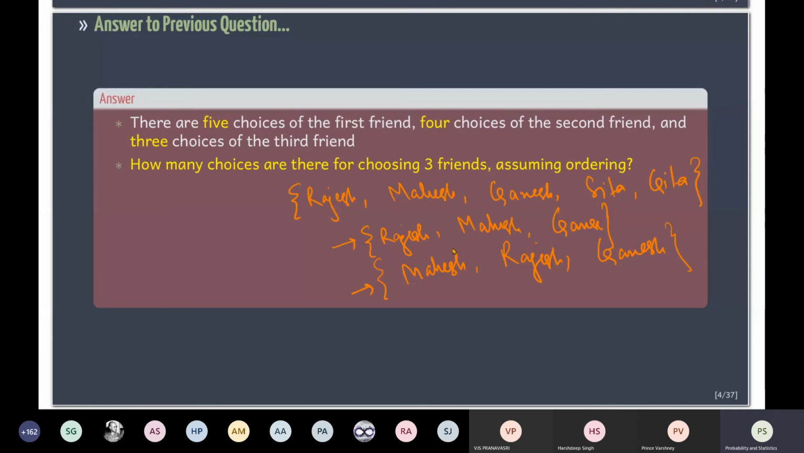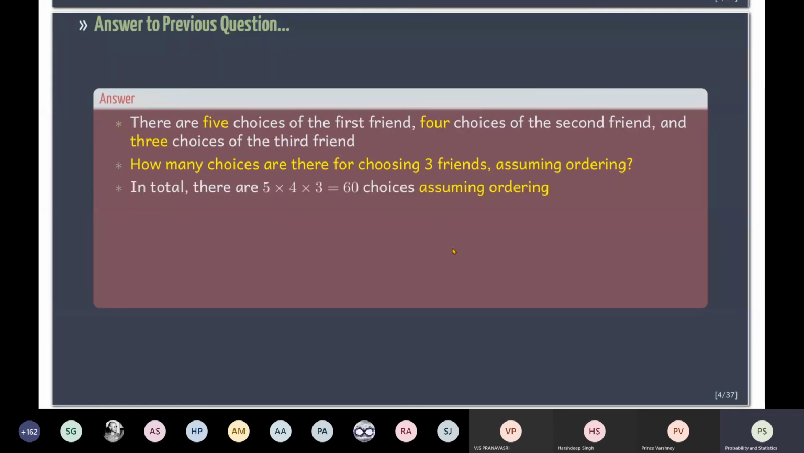So let us assume that ordering matters to you. Then what are the ways you can choose the friends? From what we have seen previously, that's a permutation, since ordering matters. For the first place, you had 5 friends, 5 possibilities. Once you have chosen one, you are left with 4, and then you are left with 3. If you multiply them out, it's 60 choices, assuming ordering.